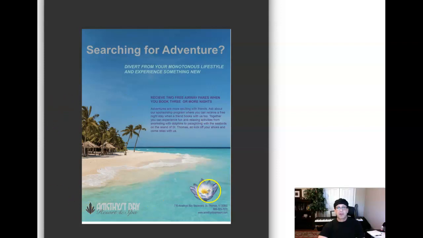And of course, you're going to use the magazine ad as a basis for your banner ad. So we want to get this magazine ad squared away, and then we'll start on the banner ad, right?